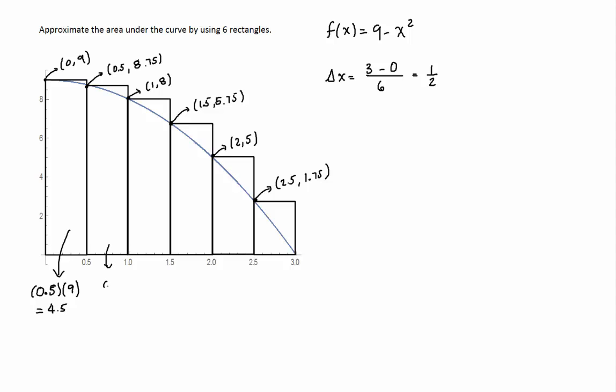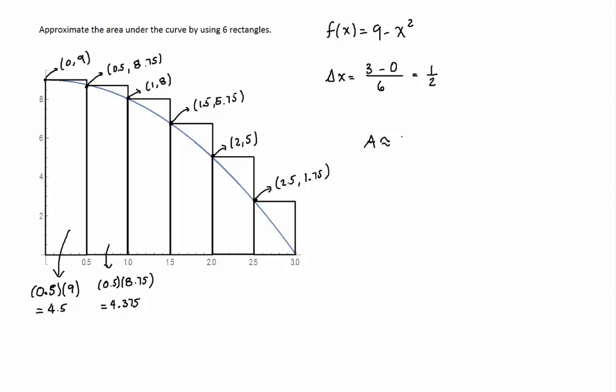The base of this one is again 0.5. And then the height is 8.75. And that would be 4.375, sorry. Got the calculation wrong. And you continue like that and you get all your areas. Now, if you want the area under the curve, the approximation we're going to get would be the sum of all these areas.